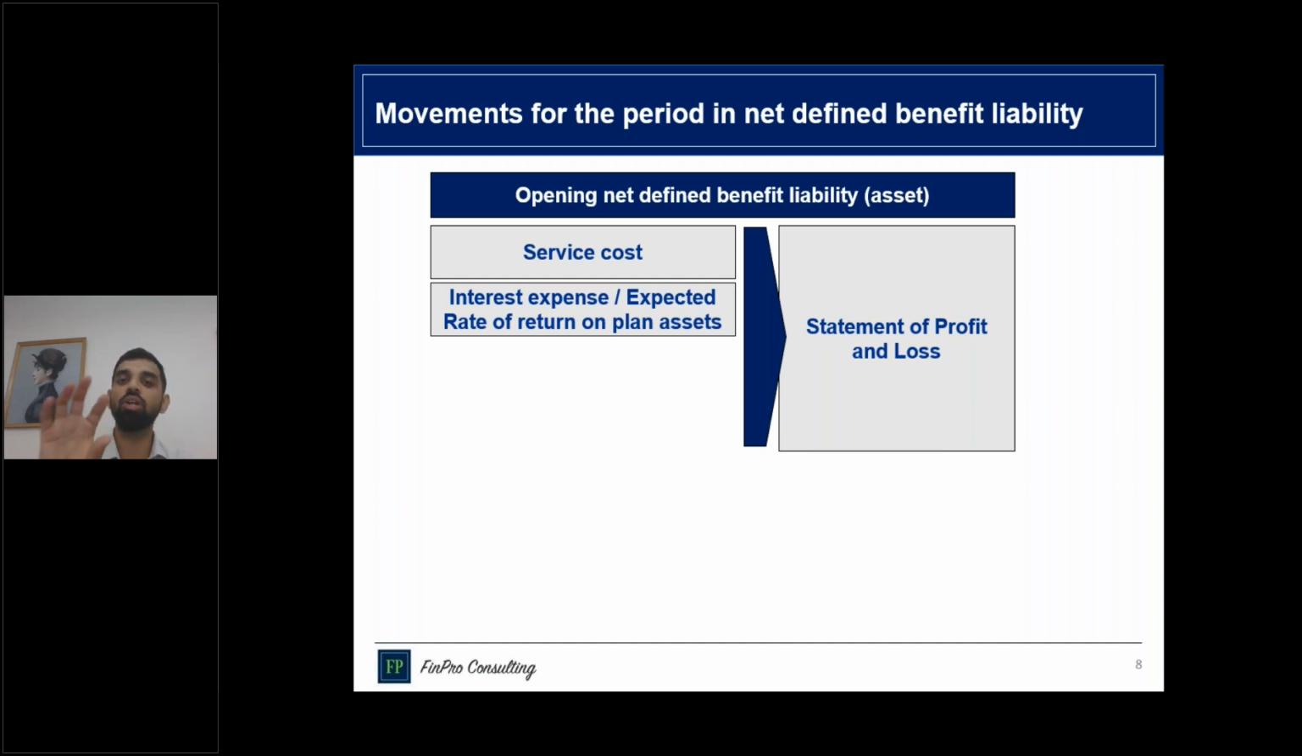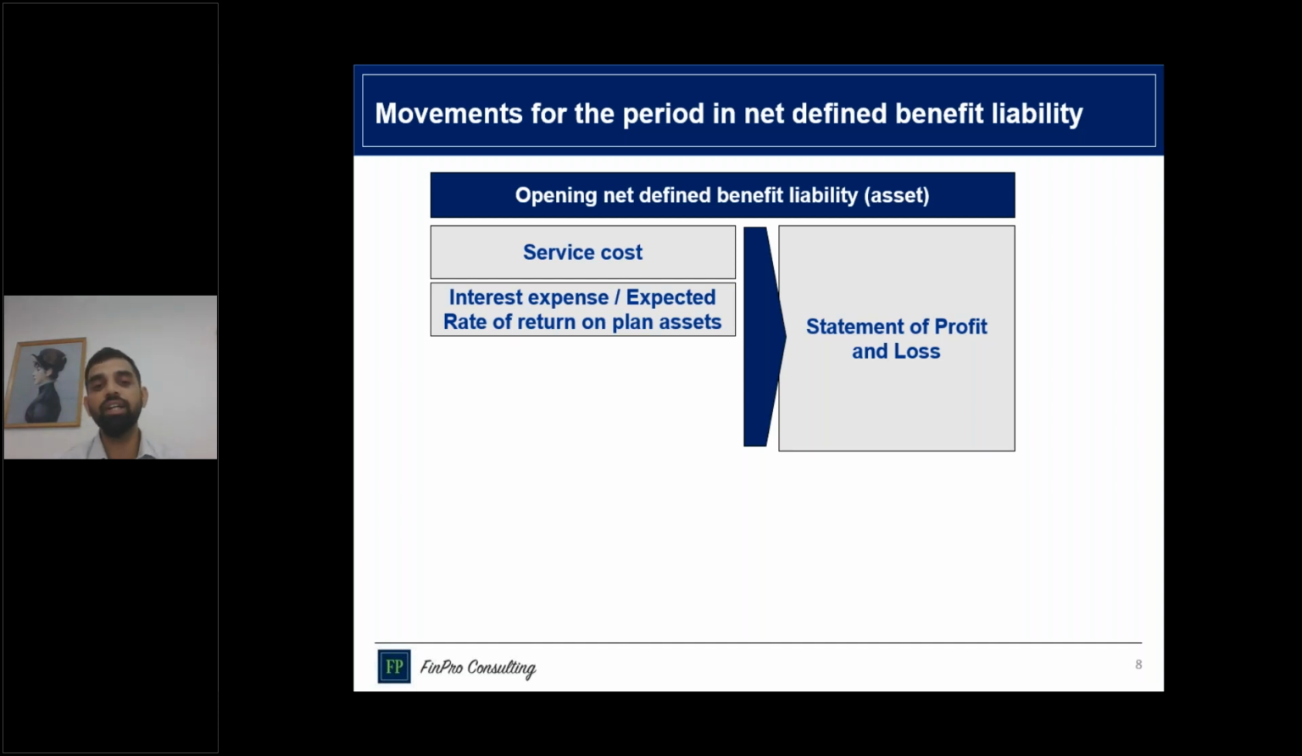Let's say your total liability is 100, the discounted value comes to 70 rupees and my bond rate is 10%. So that additional 10% on 70 rupees, which is 7 rupees, is nothing but an interest cost. The interest percentage into my opening liability is called the interest expenditure, which again goes to my statement of profit and loss. Some companies show it as a part of employee benefit. Some companies show it as a part of finance cost. Both presentations are acceptable.